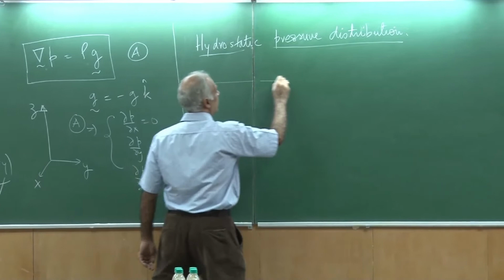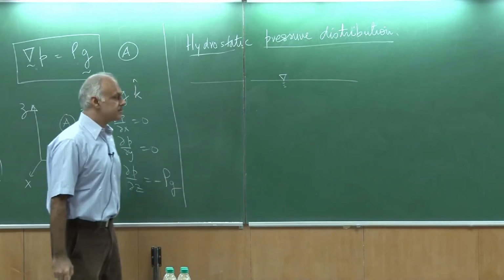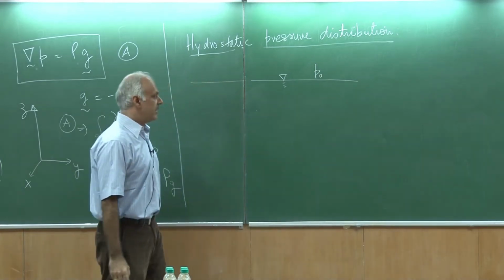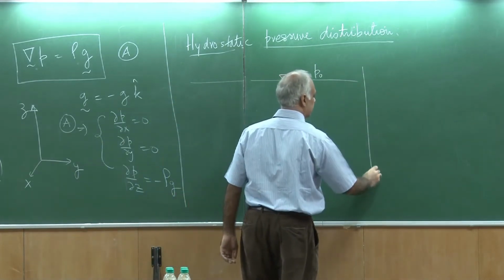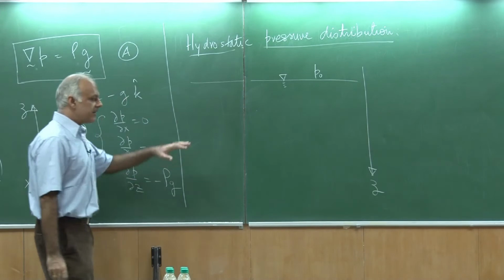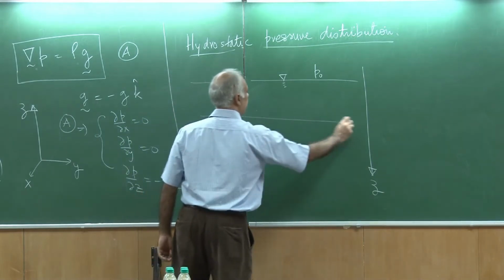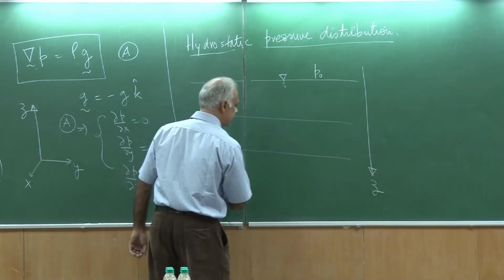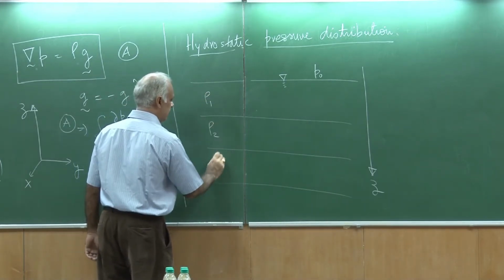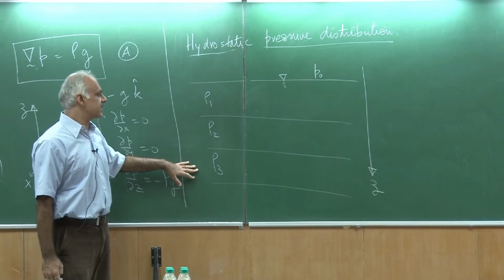So imagine I have a fluid and this is the free surface. So the pressure here is P naught, and let us say this is my z direction. Notice I have inverted the z direction, and let us say I have fluids of different densities. So let us say this density is rho 1, this is rho 2, and this is rho 3. And in each of these layers, the density is constant. Okay.